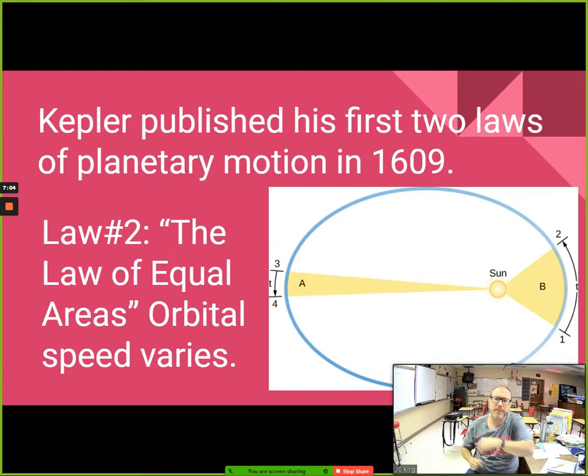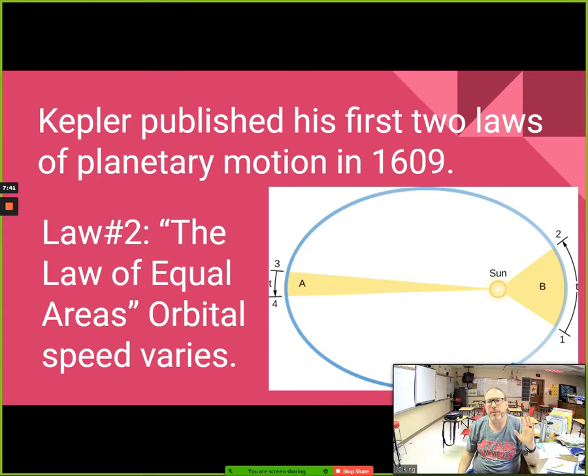His second law came after this first one. He imagined that if you took a planet and you could take a stretchy rubber band, some kind of a stretchy line, and tie that planet to the sun, then as that planet moved through its elliptical orbit, that line would stretch and shrink. And as that planet moved through its orbit, it would sort of trace out a pie-shaped wedge of that elliptical orbit.